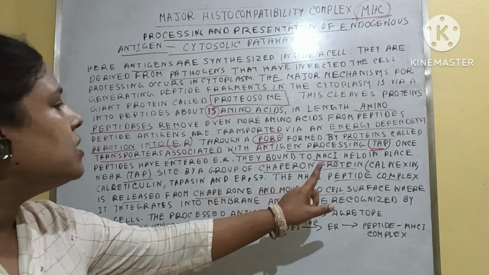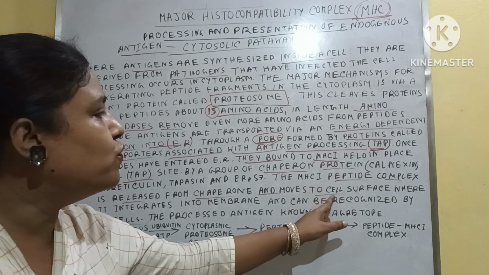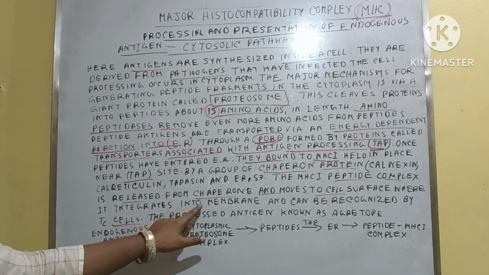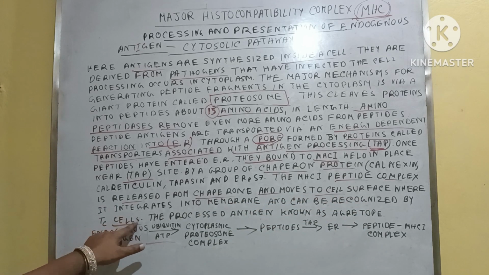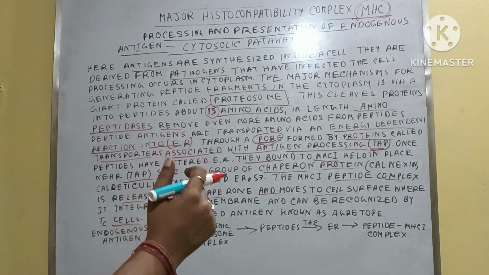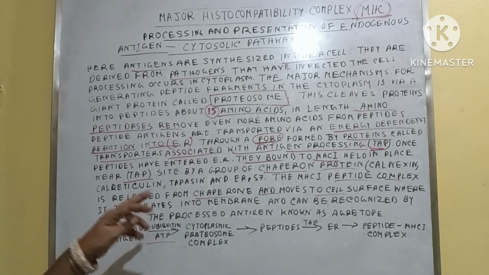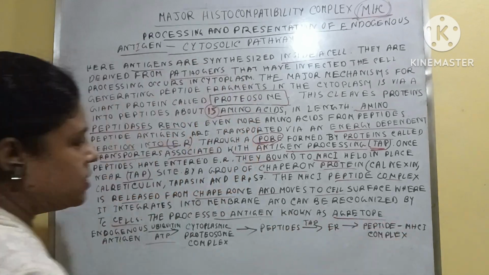And what happens to this complex? This complex moves to the cell surface, where it integrates into the membrane and can be recognized by TC cells. It goes to the cell membrane, and then it is recognized by the TC cells. And this processed antigen is known as the agretope.